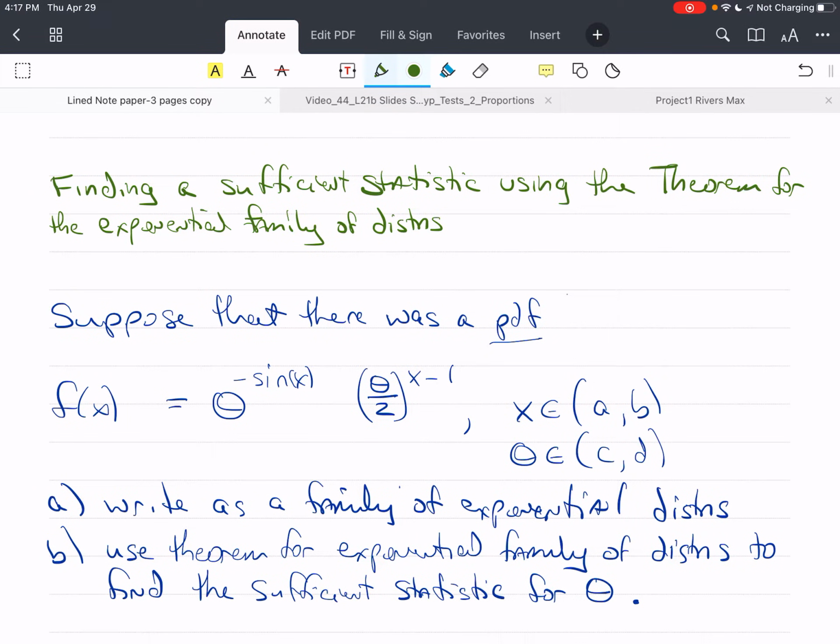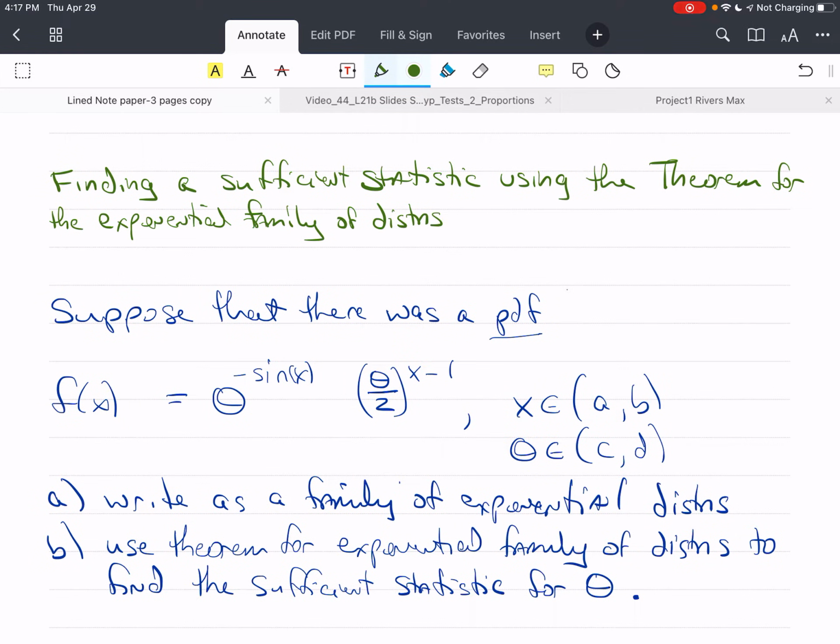Welcome to this supplemental video for finding a sufficient statistic using the theorem for a family of exponential distributions. Suppose that we have this PDF and it's given by this function, and we could make this a PDF if we integrated across the correct interval here. Let's just say that this is a PDF, and we're not worried about those limits because that's not the purpose of this video.